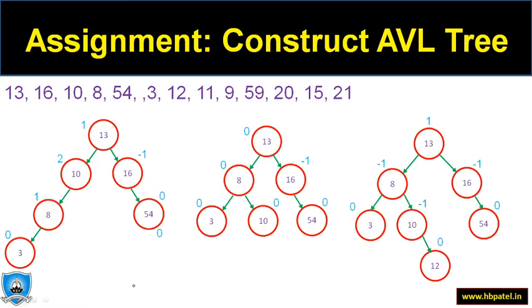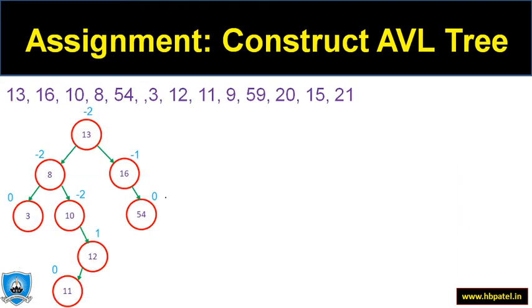Now in this case, if I go further, my next is 11. So 11 is, you can see, less than 13, so go left hand side. More than 8, so go right hand side. Greater than 10, so go right hand side. But less than 12, so go left hand side. So now 11 will come somewhere over here.